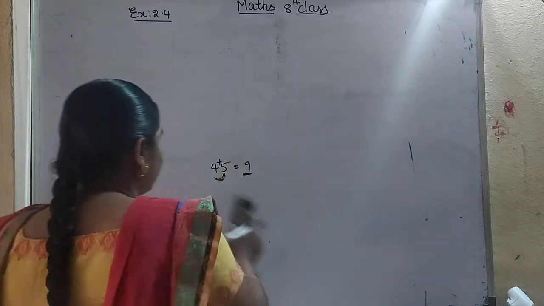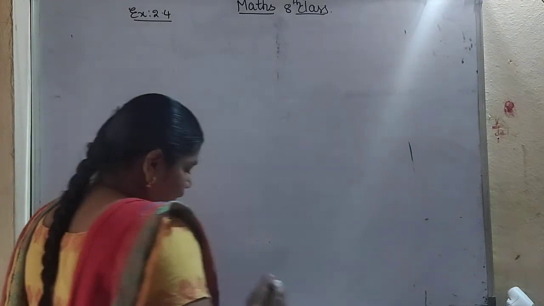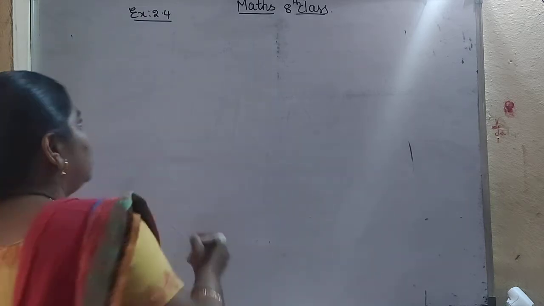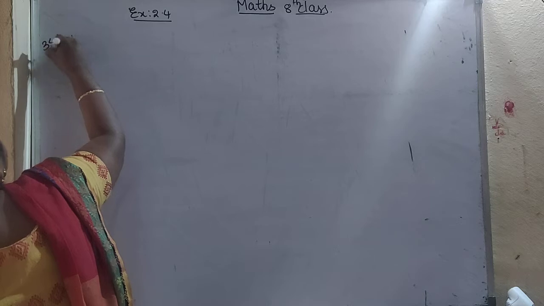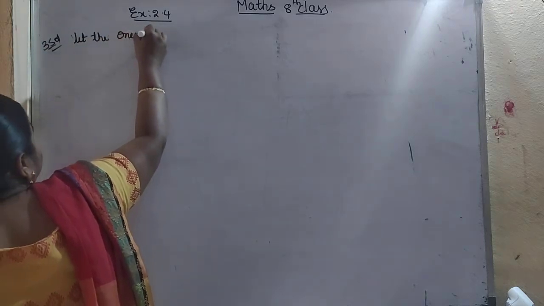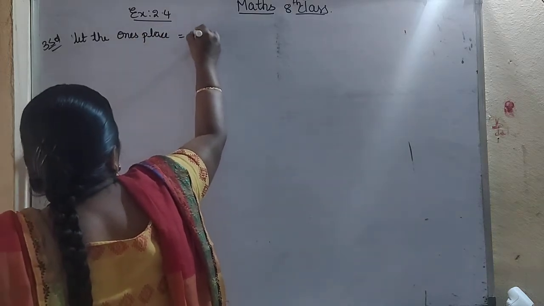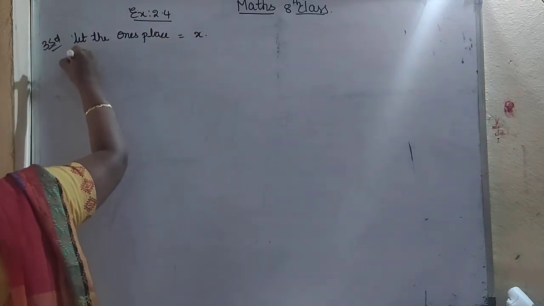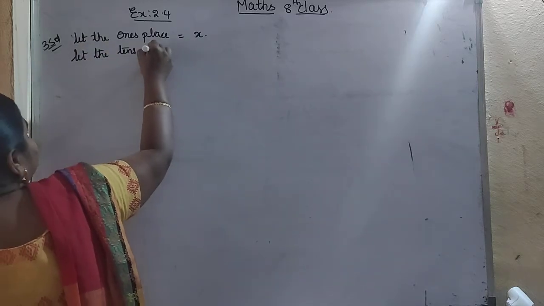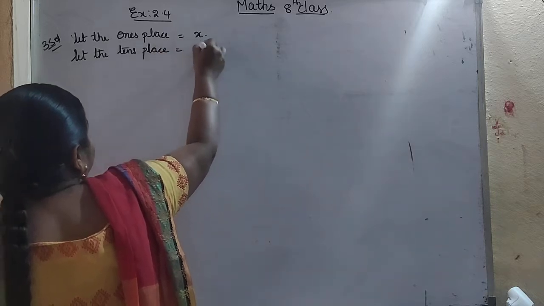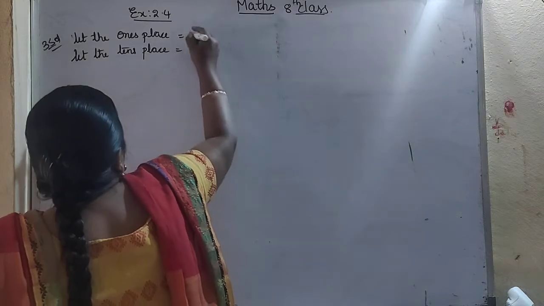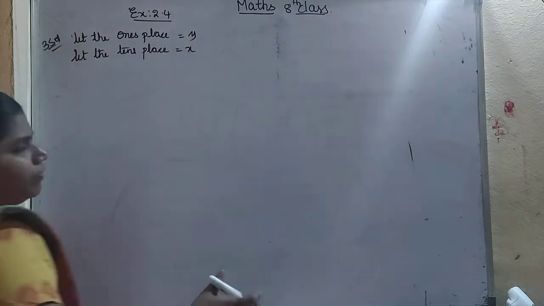So in any 2-digit number, you will be having one ones place and also one tens place. So here I am taking the ones place as, let the ones place be equal to x, and the tens place, let the tens place be equal to y. Okay, or you can shuffle here, ones place as y and tens place as x. Any way you can take.